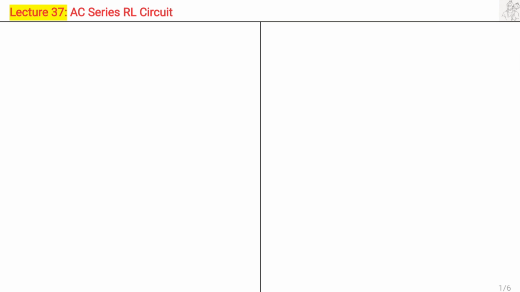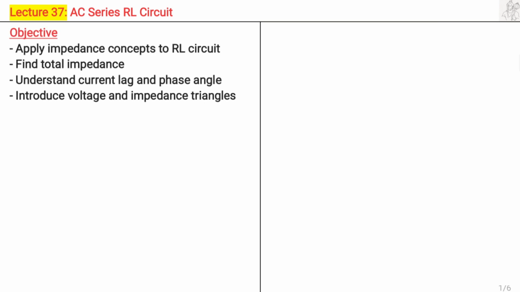Lecture 37: AC series RL circuit. So the objective of this lecture is to understand the impedance concept applied to the RL circuit, find out the total impedance, understand the current lag and the phase angle, and draw voltage and impedance triangles.